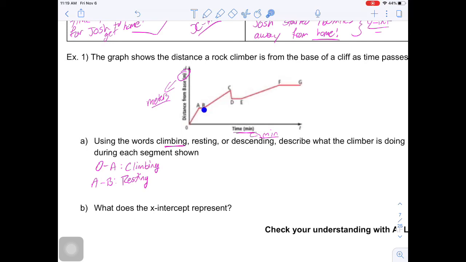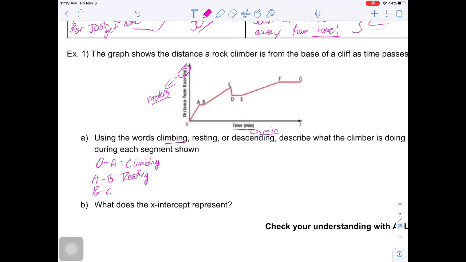Okay. And then from B to C, it looks like he continues on in his climb. As time passes, he slowly increases his distance from the base. So from B to C, he starts climbing again.